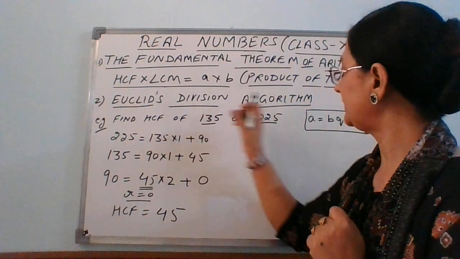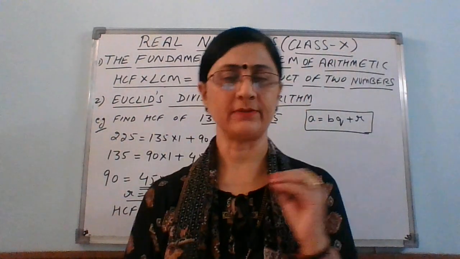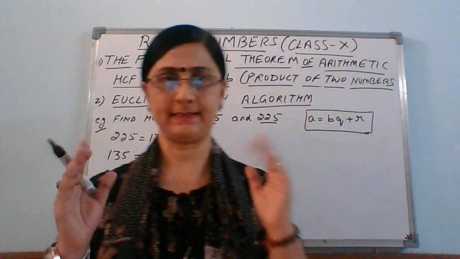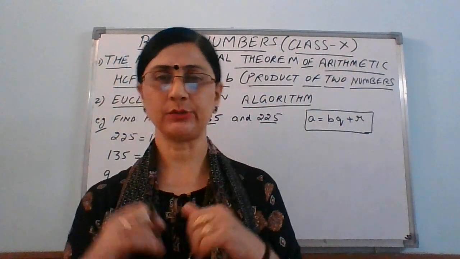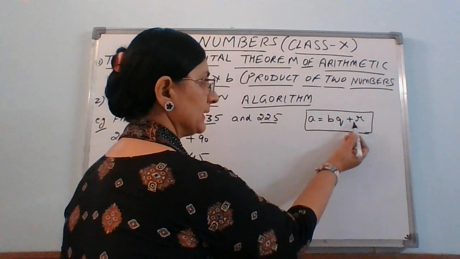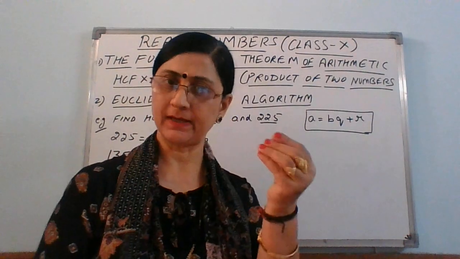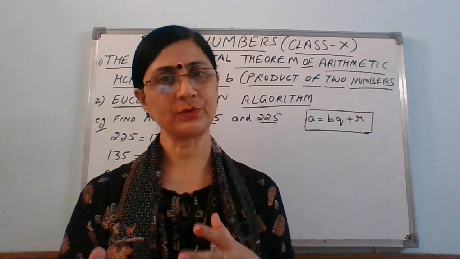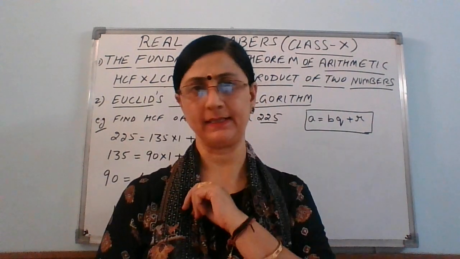Now, what is Euclid's division algorithm? Euclid's division algorithm is an algorithm which helps us to find the HCF. You can find an HCF with this method. What is that formula? A is equal to BQ plus R. What is A? A is one number. What is B? B is another number. You are supposed to find the HCF of A and B, so those are the two numbers.